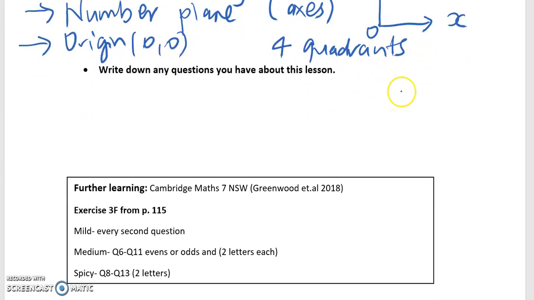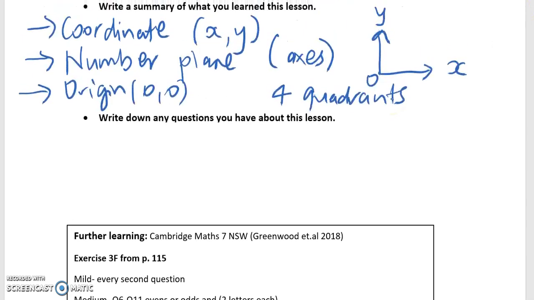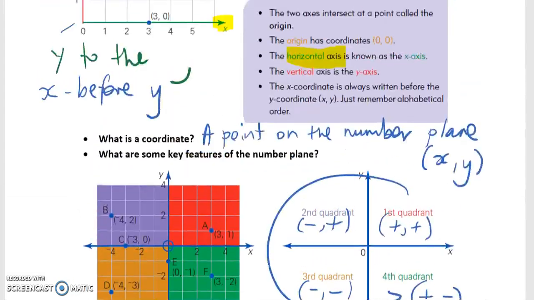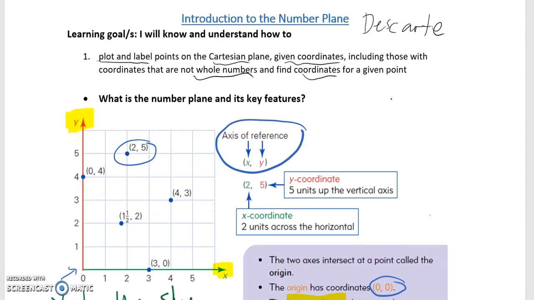And then what I'd like you to do is to have a go at exercise 3F. Again, make sure you're showing all your working, writing things down. What we did today was we learnt about the Cartesian plane or the number plane. You can find this worksheet on Connect, but please write down the heading and the example notes in your book and any key definitions.